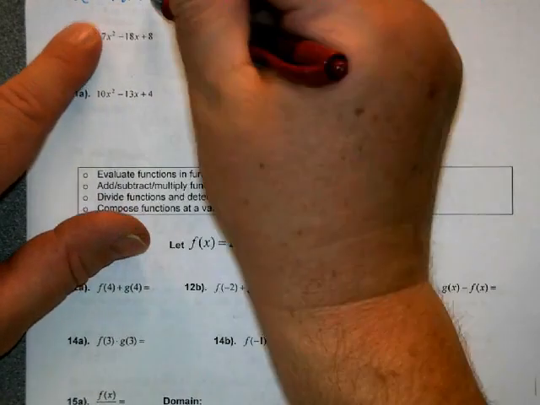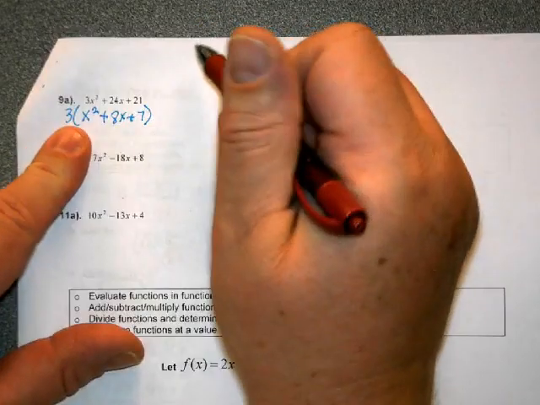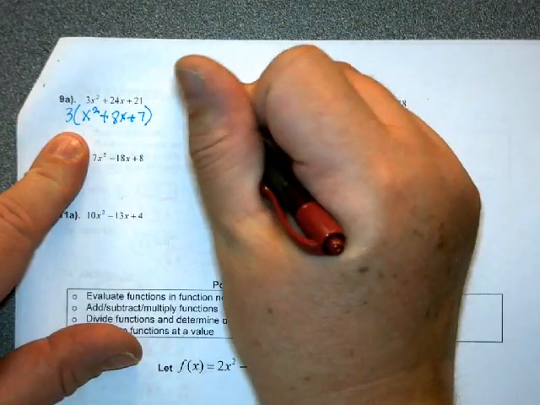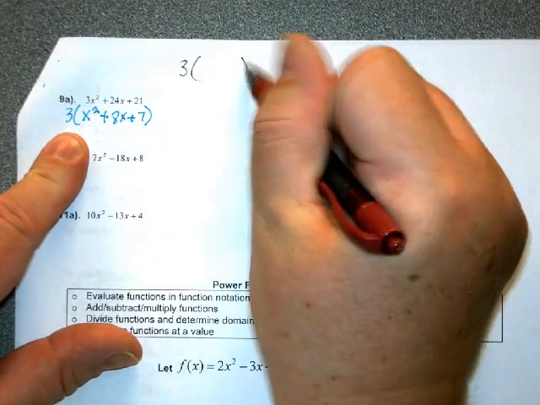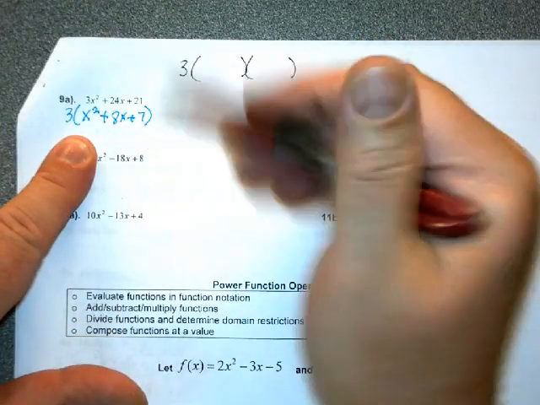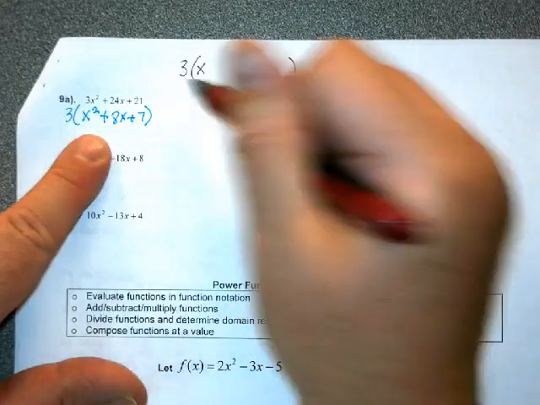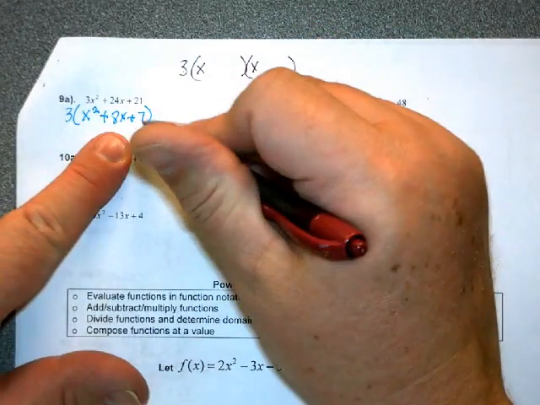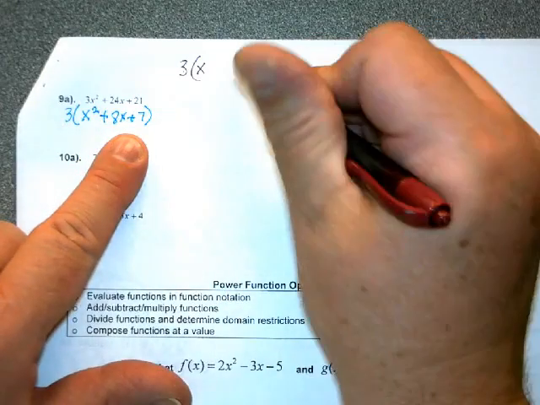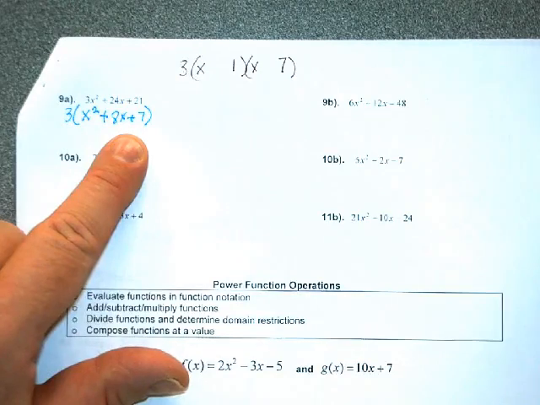So I have a 3, my factors. There's only one way to get x squared, right? x times x. Don't forget that 3, by the way. Factors of 7: I can only do a 1 and a 7, right? And it's a plus sign, so plus, plus. Boy, oh boy, this was easier than I thought.